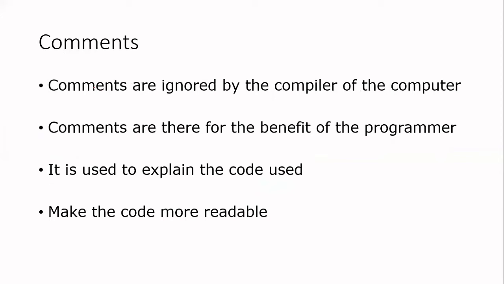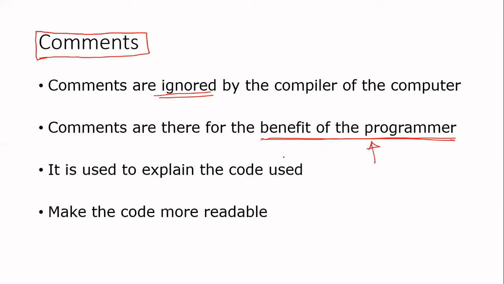Let's now look at the concept of comments. Now, comments, these are ignored by the computer, by the compiler of the computer. Comments are put into place for the benefit of the programmer. So whenever there is a comment in your program, the compiler or the computer ignores it immediately. That line is not interpreted. So when we make use of comments, they are used mainly for the benefit of the programmer. That is why we make use of comments.